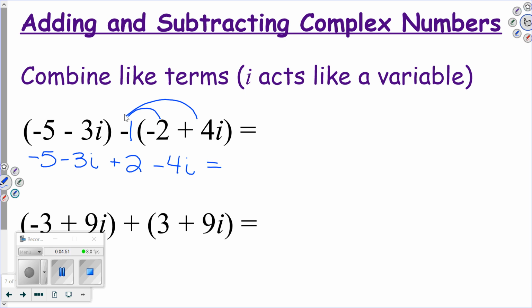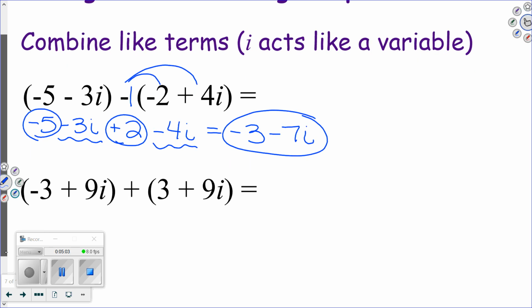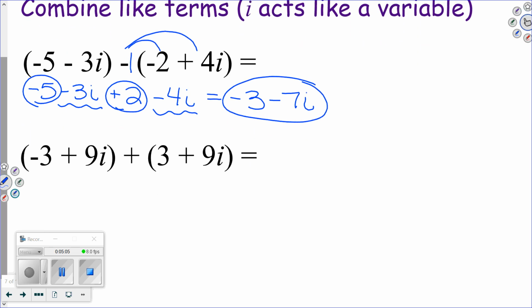And then we can put our like terms together. Negative 5 plus 2 is negative 3. Negative 3i minus 4i, negative 7i. Beautiful. All right. Do I have to distribute anything here? Could I? If I do, do I change anything? No, I don't really change anything. So we have negative 3 plus 3. Gone. 9i plus 9i, 18i.